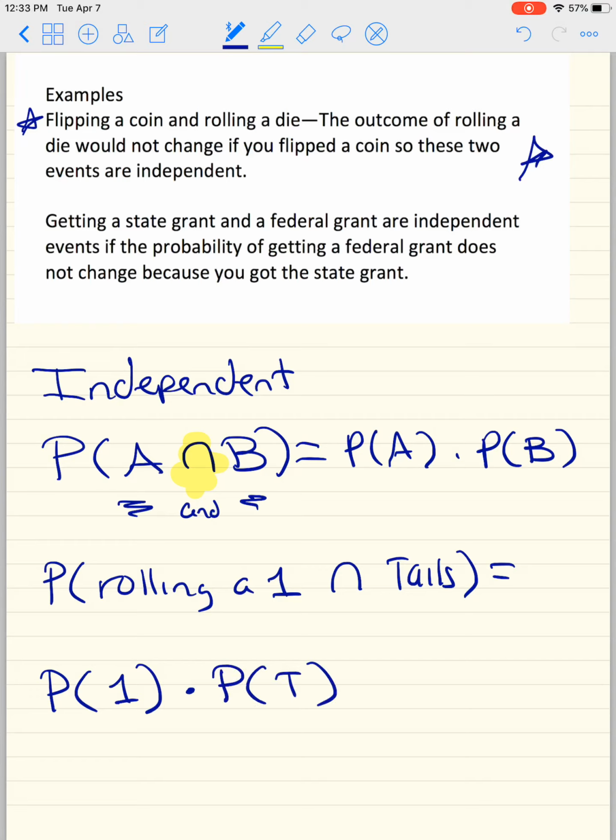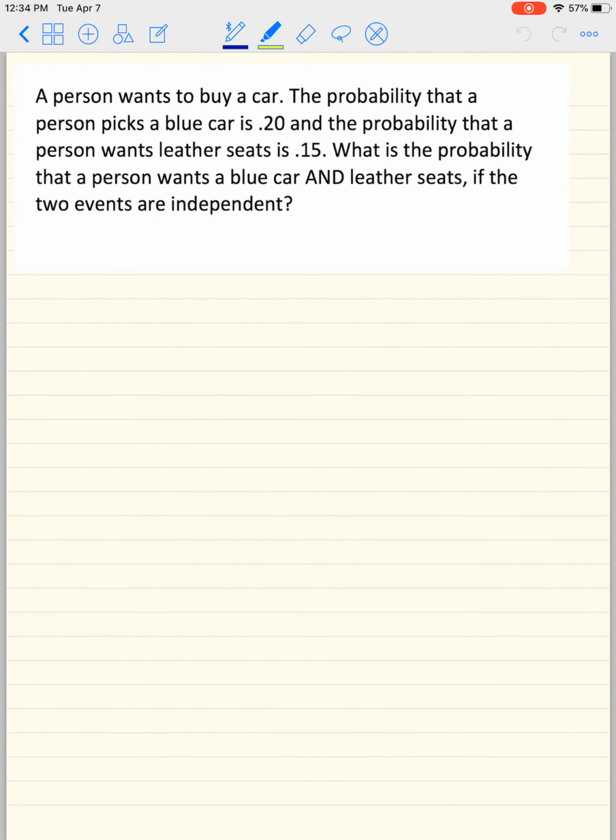So the probability of getting a 1 when you roll a die is 1 out of 6, and the probability of getting tails is 1 out of 2. And so when we multiply numerator times numerator and then denominator times denominator, you get 1/12. So that's a small probability. So this formula is actually really important when you are trying to determine if two events are independent or when you are told two events are independent. So let's take another look at another example.